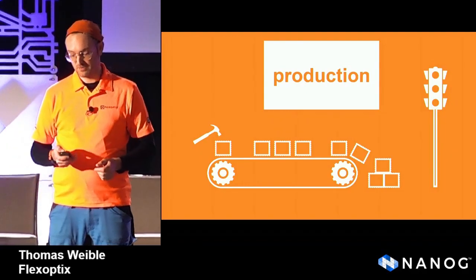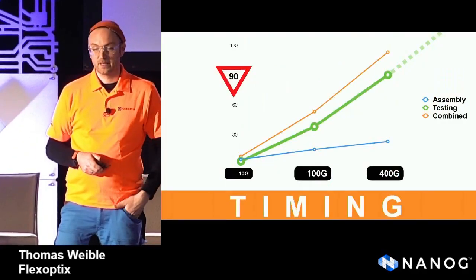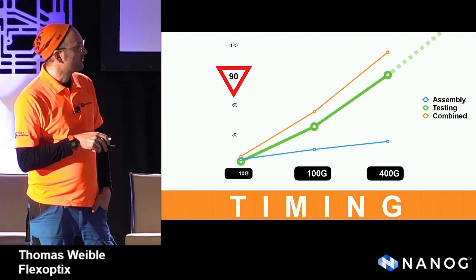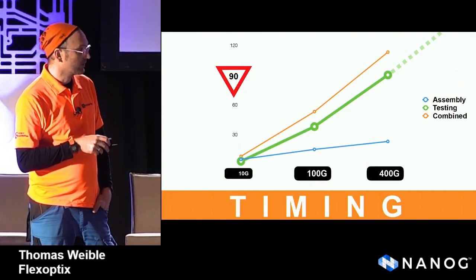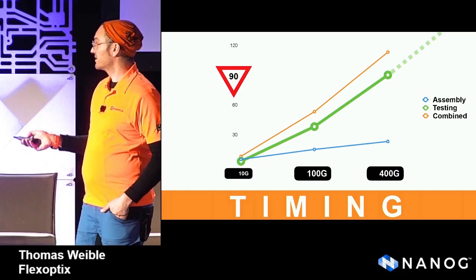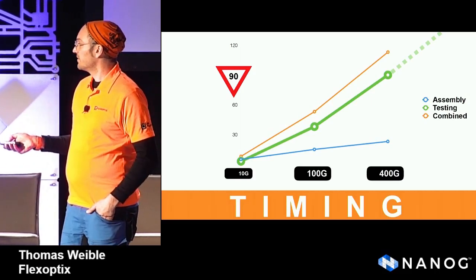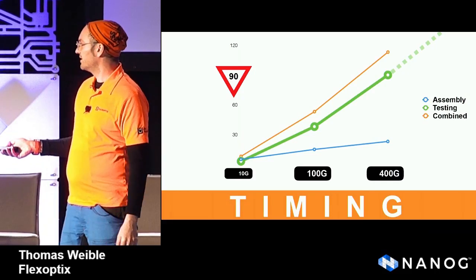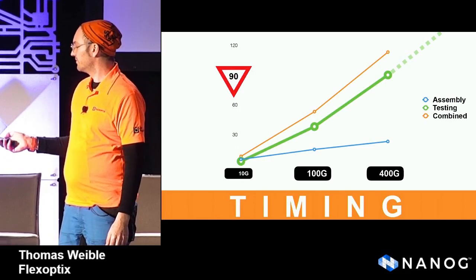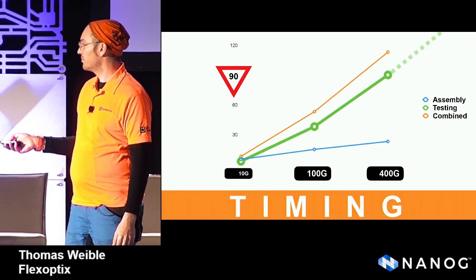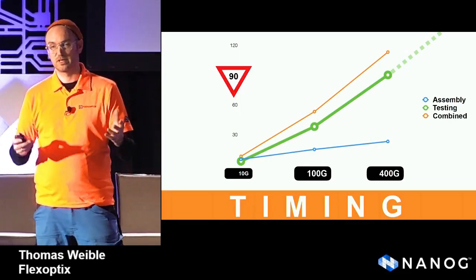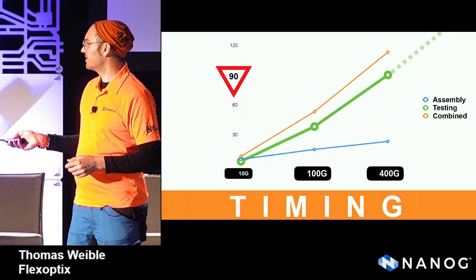I took real figures out of production, and I explained that graph a little bit. So on the x-axis, we do have the 3 generations of 10 gig, 100, and 400 gig transceivers. And on the y-axis, it's timing in minutes. I do have 3 graphs here. The blue one is the assembly of the overall transceiver itself. To give you a rough idea, a 10 gigabit transceiver to assemble and to test in combination is roughly 8 minutes. Yes, for sure, we do this in batches, also later on at the testing, but it's roughly 8 minutes.